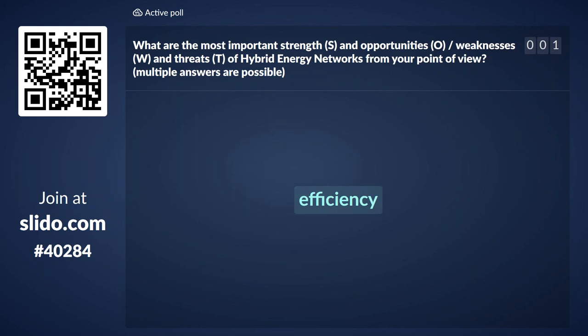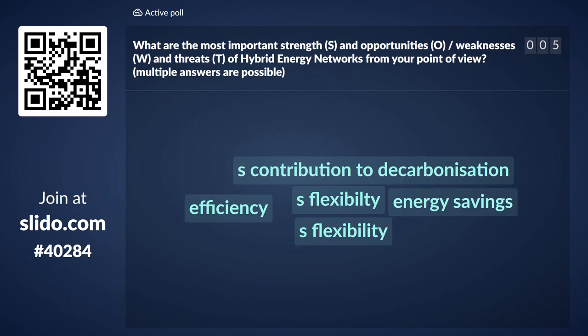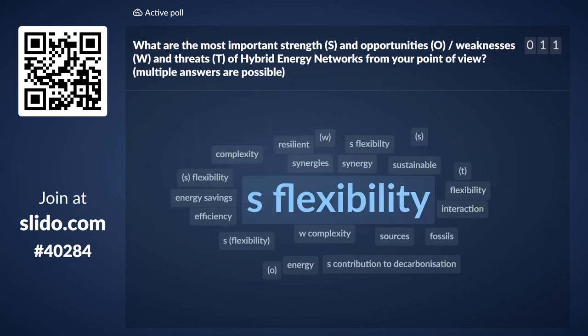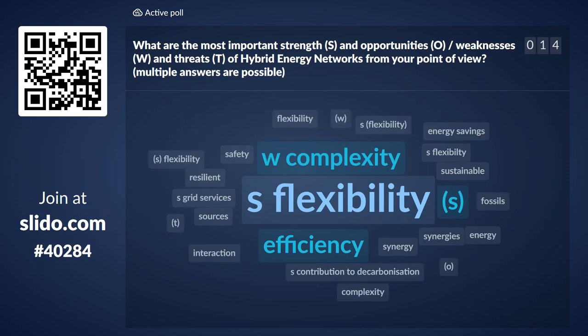Yeah, we have a first one that says efficiency. I agree. So we can use efficient technologies. We increase the flexibility. And energy savings go with efficiency, basically. Decarbonization is a big strength. That looks very good. Since we don't have so much time left over, we could have made four questions for each of these categories, but I'm fine with having one question, putting everything in one.